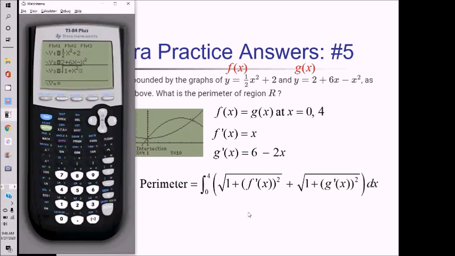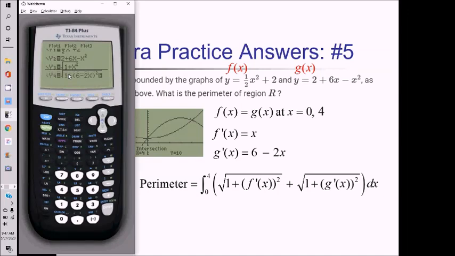To try to make my life easier, I'm going to enter each of these individual arc length integrands as y equals. So for y3, I'm going to have the square root of 1 plus f prime squared. Since f prime is just x, that's square root of 1 plus x squared. And I'm going to do pretty much the same thing, so square root of 1 plus g prime squared in y4 here. So that's going to be parentheses 6 minus 2x squared. And there's lots of ways to do this. This is just one of many ways.